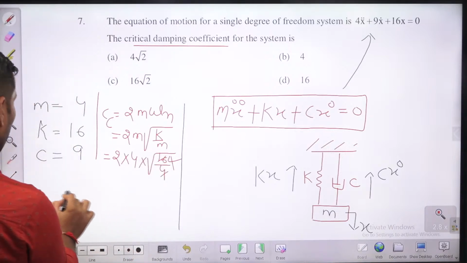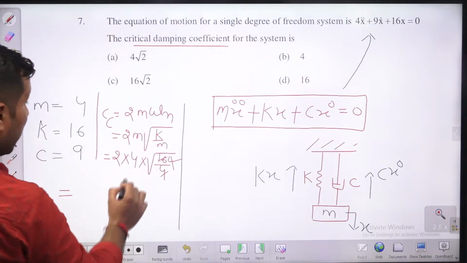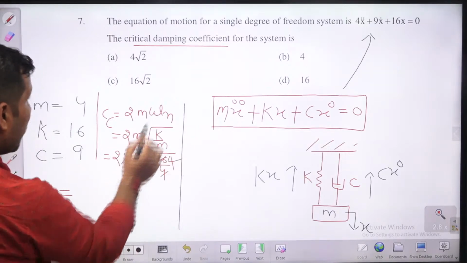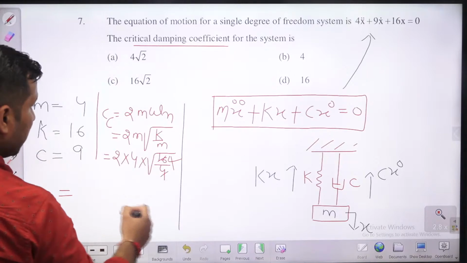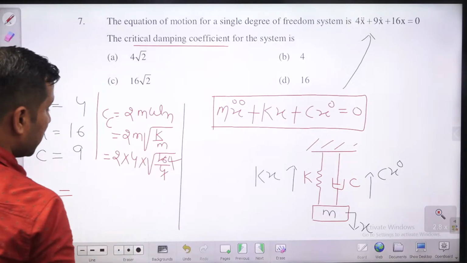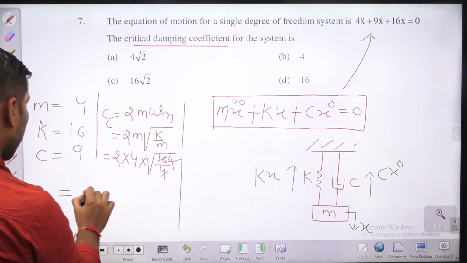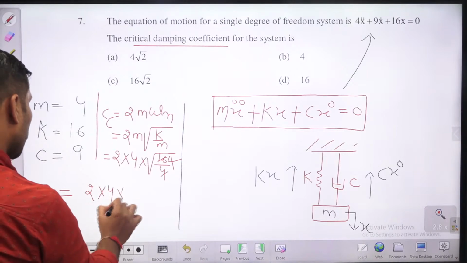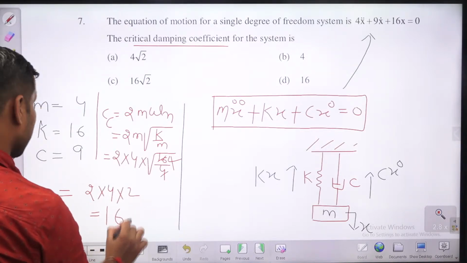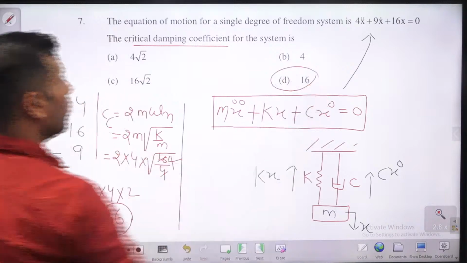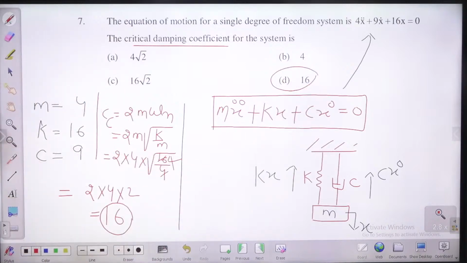Just check it out. 2m omega n, so 2m under root k by m. So 2, mass is 4, k is 16, mass is 4. So 16 divided by 4, you will get 4. Under root 4, you will get 2. So 2 into 4 into 2, the answer will be 16. So guys, D is the answer. The critical damping coefficient is 16.